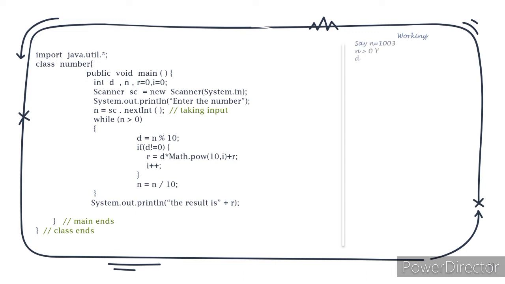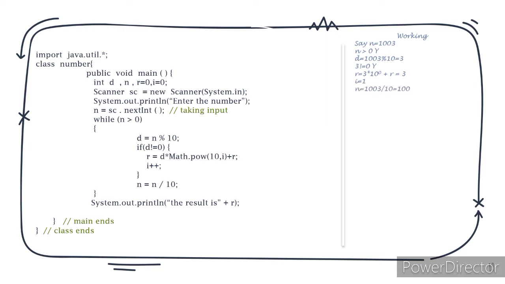If n is greater than 0, I'll get the first digit as 3. 3 is not equal to 0, so r will be executed, which is 3 into 10 to the power 0, because the value of i is 0. 10 to the power 0 is 1, so 3 into 1 is 3, and the value of r initially is 0. So r becomes 3. And i plus plus, the value of i was 0, so i becomes 1.